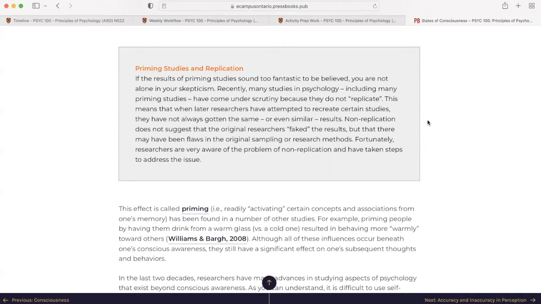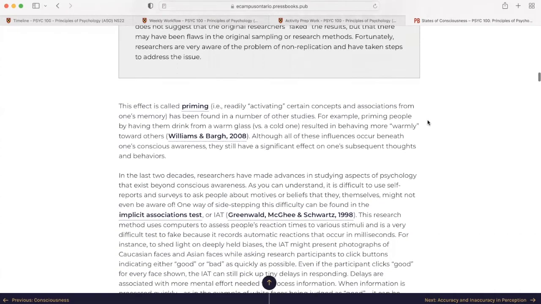Yes, so how would you replicate that old grandma study? That's what they're talking about.